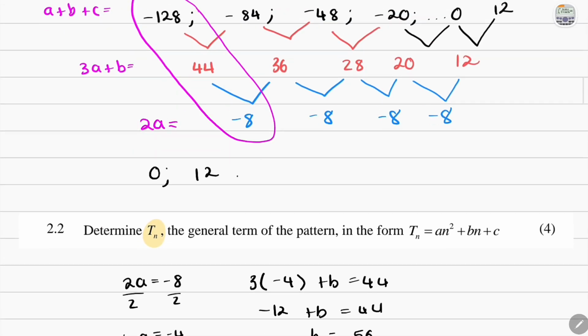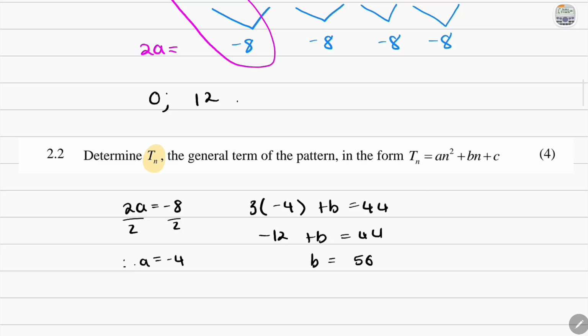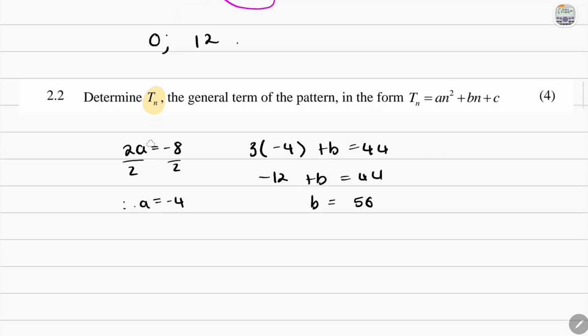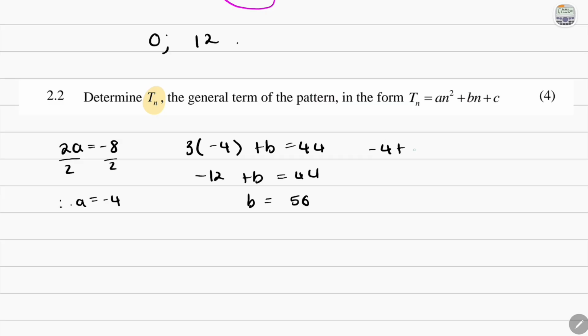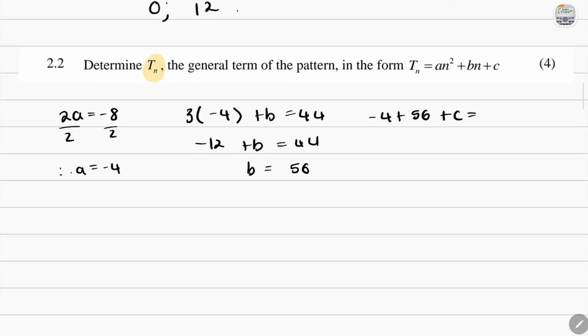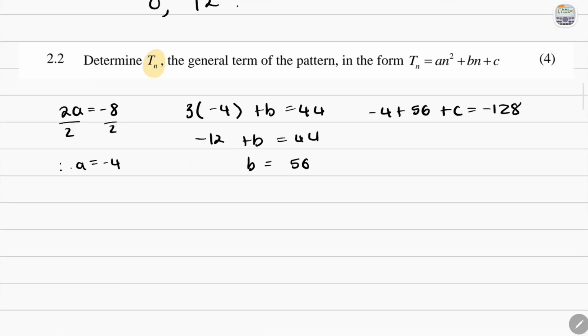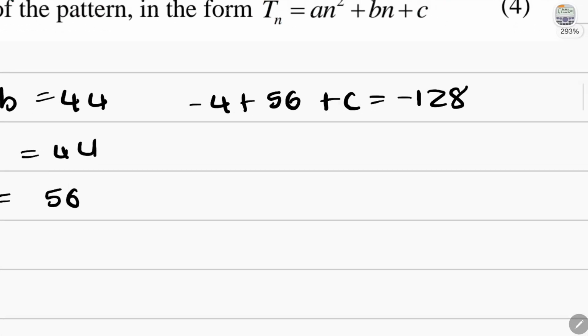And now finally a plus b plus c. So we know that the value of a is -4, and then b is there, and then we'll just say c. So -4 plus 56 plus c equals, and we have -128. So 56 minus 4 is 52. C equals, we have positive 52 here, but when you transpose it, it becomes -52.